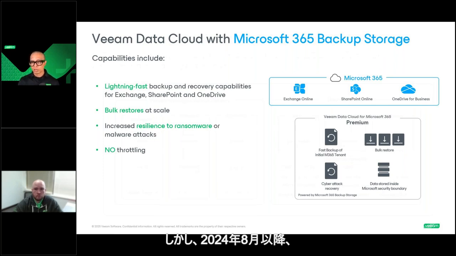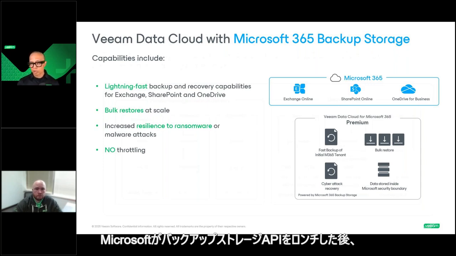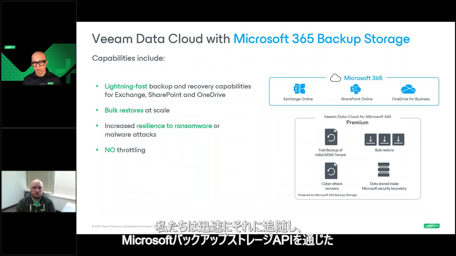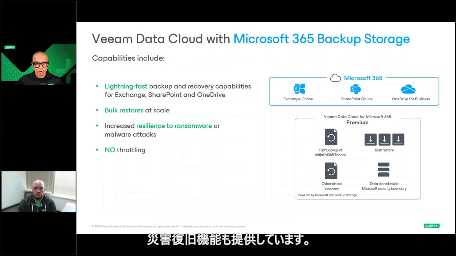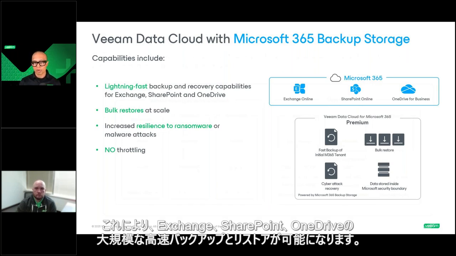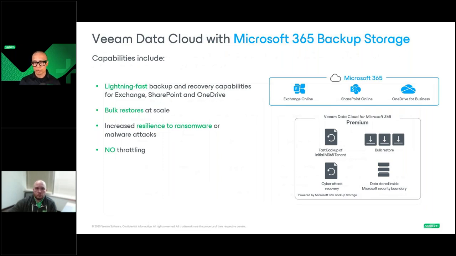But what's really interesting is as of August of 2024, after Microsoft launched their backup storage APIs, we followed suit very quickly along with them. And we are now offering also a disaster recovery type of capability through that Microsoft Backup Storage API. What this does is it provides lightning fast backups and recovery for Exchange, SharePoint, and OneDrive at scale.